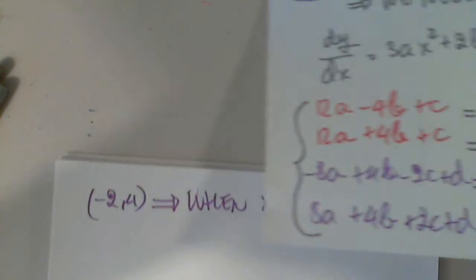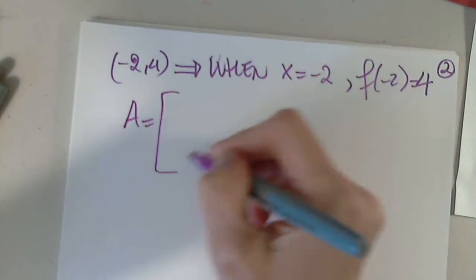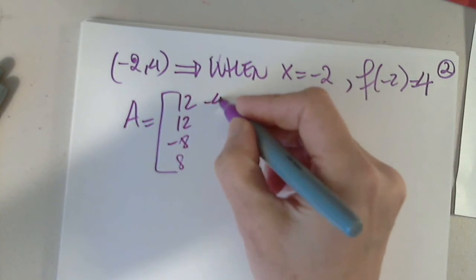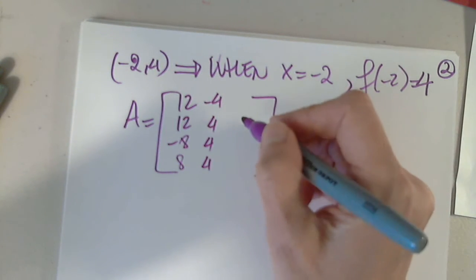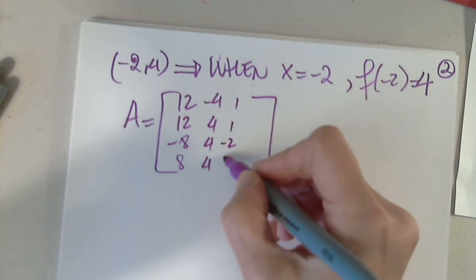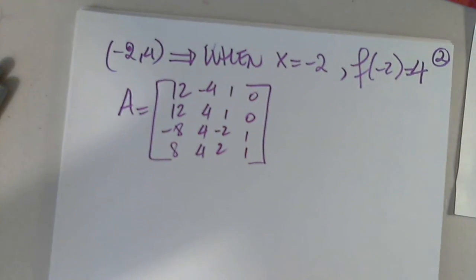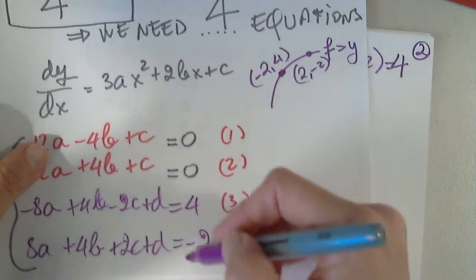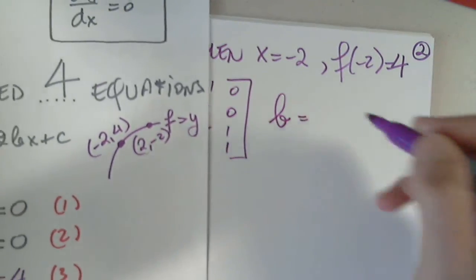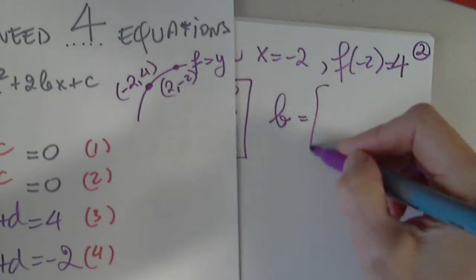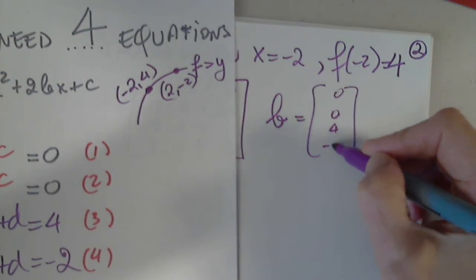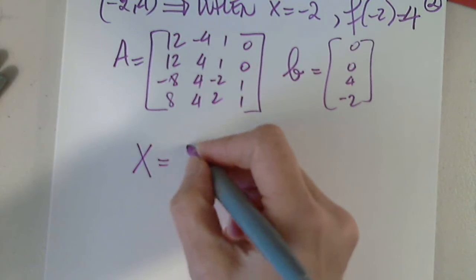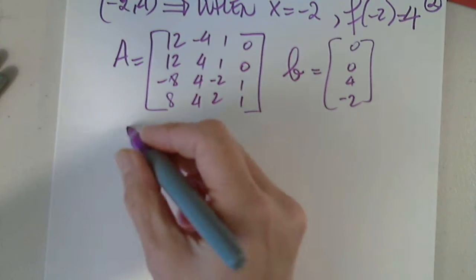So I'm going to enter in the graphing calculator this matrix: 12, 12, -8, 8, -4, 4, 4, 4, 1, 1, -2, 2, 0, 0, 1, 1. After I enter this, I will enter this one column matrix, which is normally denoted by lowercase b. In the calculator it will be an uppercase B, which is 0, 0, 4, -2. And in order to determine what we are interested in, we are going to perform this calculation with the graphing calculator.